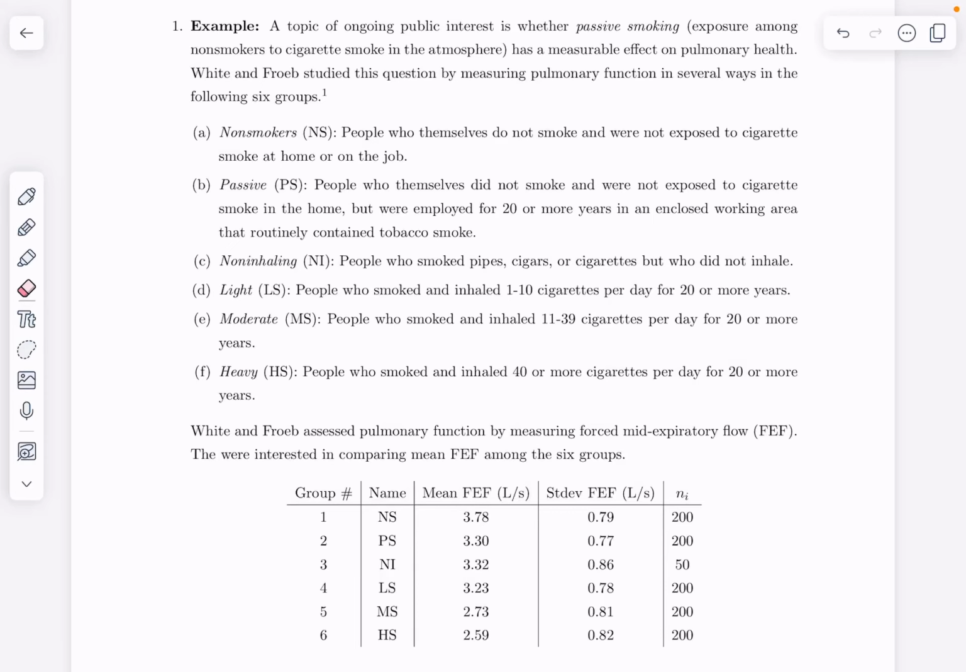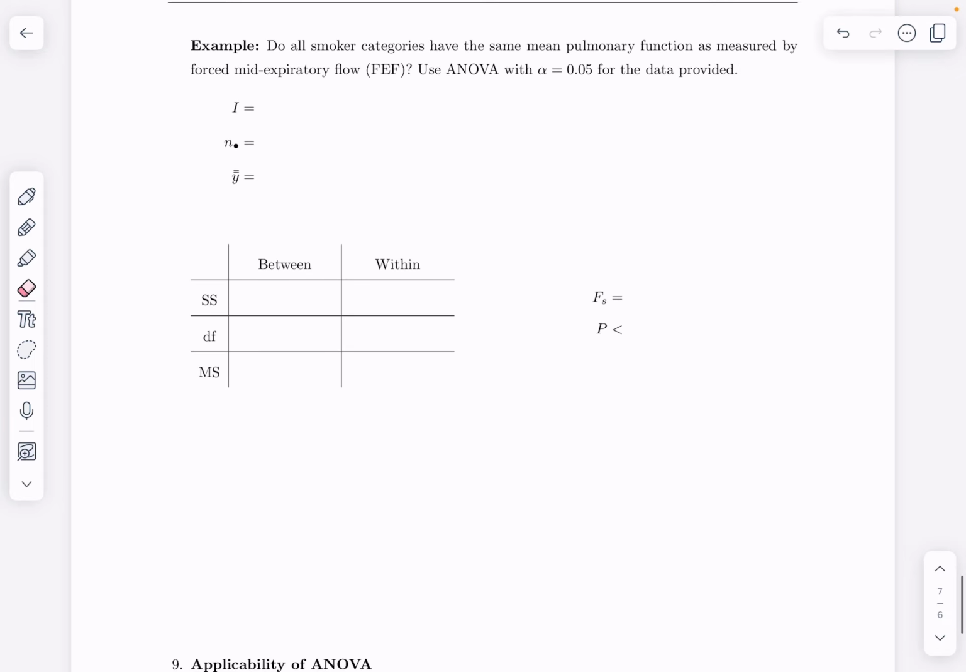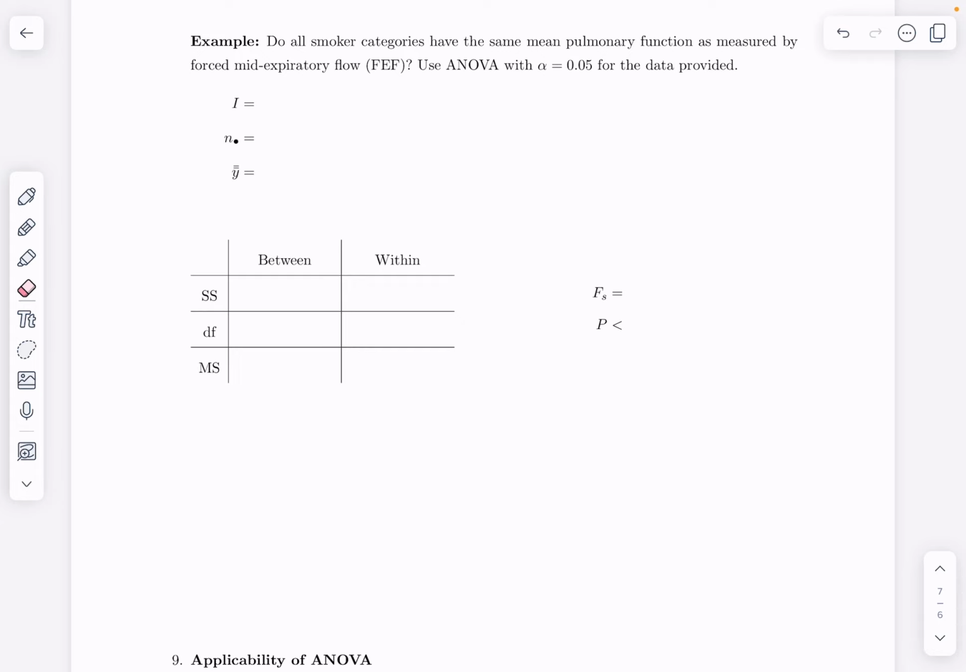I would now like to conclude by applying the ANOVA test to this example of 6 different smoking groups, and we're going to compare the mean forced expiratory flow for each of these 6 groups. So I'm going to start by recording some of the information that we need.